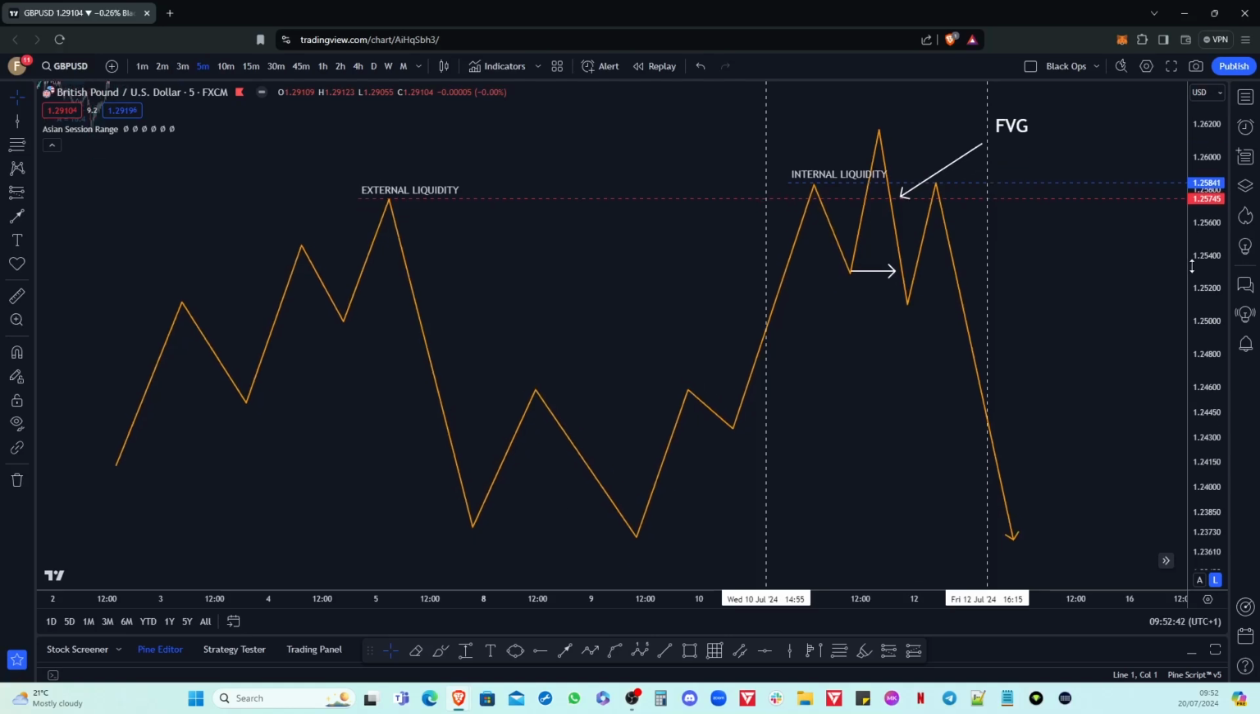The ICT silver bullet strategy is a very simple and easy to trade strategy that you can use during both the London session and the New York session. So that means entry and trade within the London session and entry and trade within the New York session.